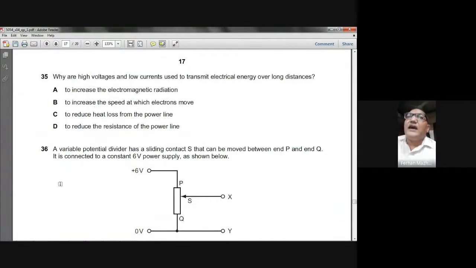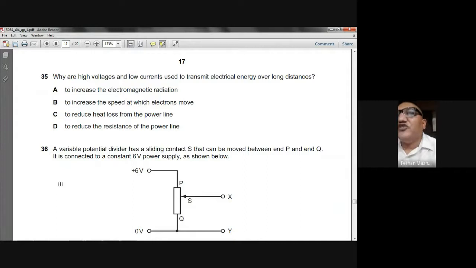Why are high voltages and low currents used to transmit electric energy over long distances? You know the power loss in the transmission line is given by P = I²R. Changing the resistance of those transmission lines is very difficult. So what we do, we reduce the amount of current. If you are able to reduce the amount of current flowing through them, the power loss will reduce.